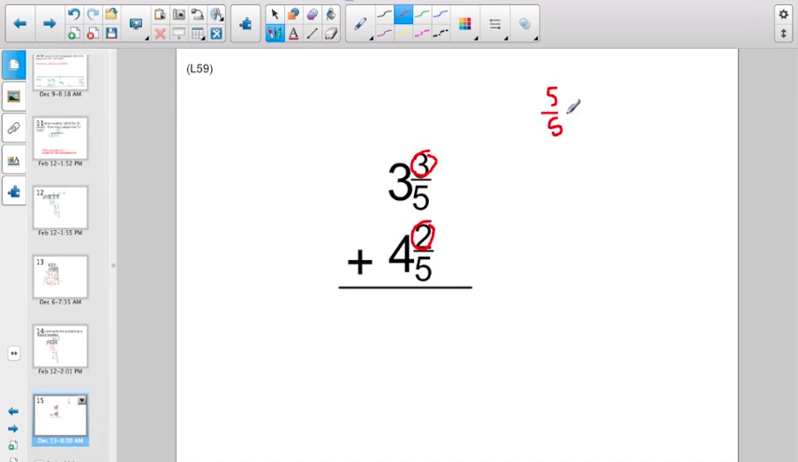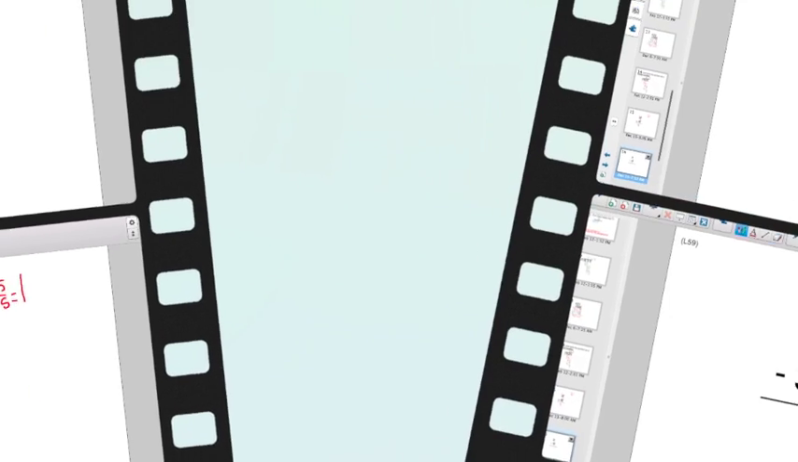And really, 5/5 equals 1 whole, doesn't it? So I can't write 1 whole down here on the fraction side, and I don't want to write 5/5. I got to carry that 1 whole over here to the whole number side. 1 plus 3 plus 4, hey, that's 8. Do not write your answer 7 and 5/5. It is simply the whole number 8.